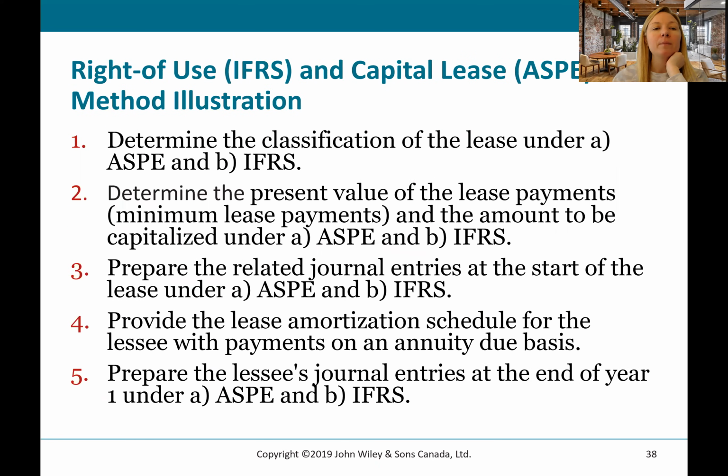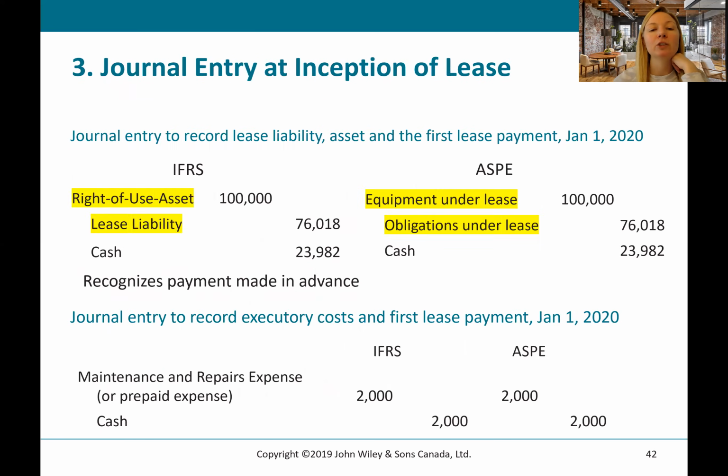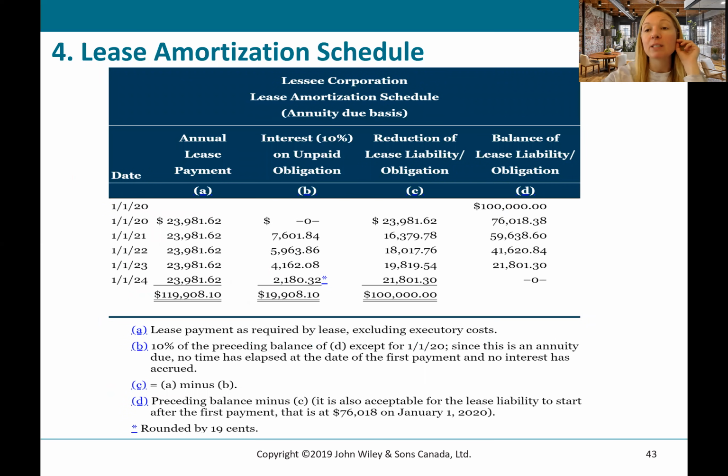Okay, let's go back here. So we did the journal entries at the start of the lease. The next thing we're asked to do is prepare the lease amortization schedule for lease payments. So this is how we're going to calculate the carrying value of the lease liability. Right here, if we look at our journal entry, we can see that under both ASPE and IFRS, our lease liability is the difference between our right of use asset and the payments that we've made. But when we get payments, we need to allocate them between interest and principal. So it's not as easy to just do this on a go-forward basis. So that's why we need to set up this lease amortization schedule.